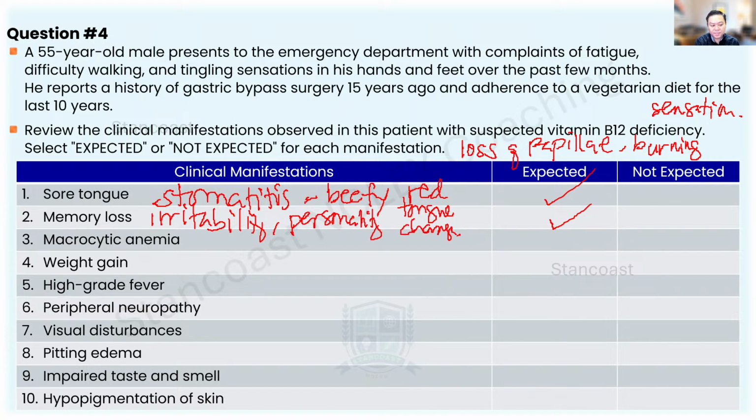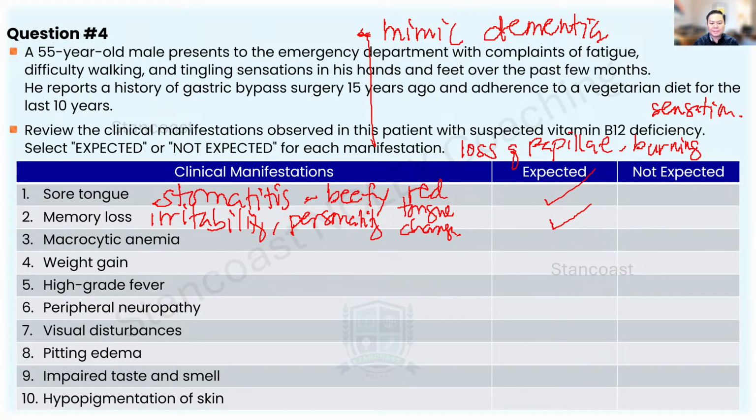Okay, these are going to be common in a patient with vitamin B12 deficiency, and it will mimic dementia. So it's very important that there will be thorough testing. There should be performance of those diagnostic tests to properly diagnose the patient.